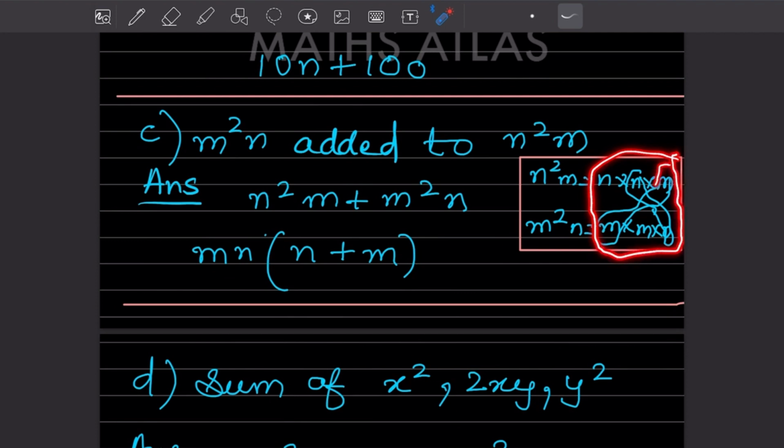Common is we can see m over here and m is also over here, correct? And now n also over here and n also over here. So that is called the common factors. Okay, so what is common? M and n. So this m and n I put outside the bracket, and what remains in the bracket is what is left in the first term, that is n, and in the second term is m.